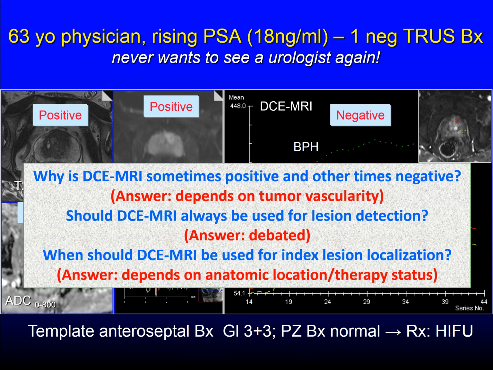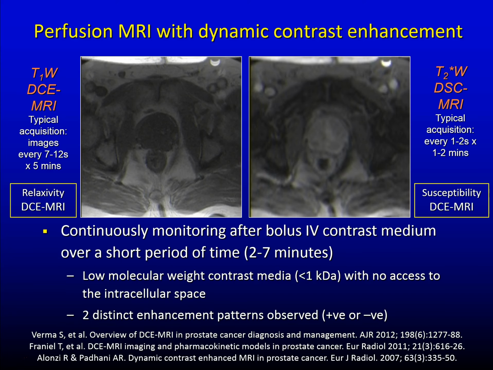most people. So the questions that arise from this case are, why is DCE MRI sometimes positive and at other times negative? And this clearly depends on the biology and the underlying vascularization of the tumor. Another question that's often asked is, should DCE MRI always be used for lesion detection? And this is a hotly contested topic, which I will discuss a little bit later on. And a slightly separate question is, should DCE MRI always be used for index lesion localization? And that really does depend on anatomical location and the post-therapy status of patients.